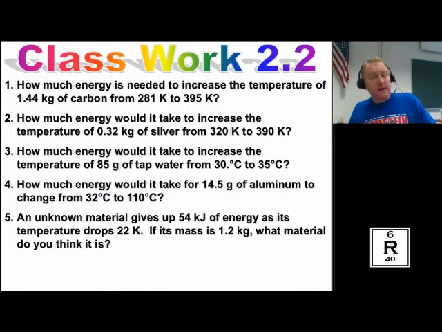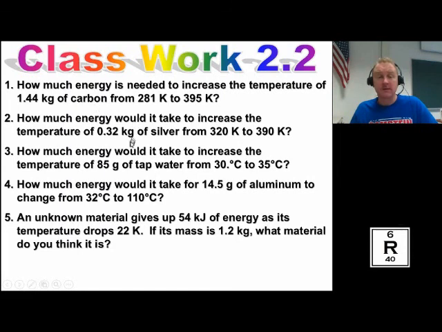Okay, your classwork is some specific heat problems. You're going to need that table if you are using the video, you might have to figure out at what time it was on. Otherwise, look at the website. You can download one of the handouts. And if you're in my class, you should have a handout in your notebook. So you'll need that because if you look at the first question, how much energy is needed to raise the temperature of carbon? You need the specific heat of carbon. You got to look it up.